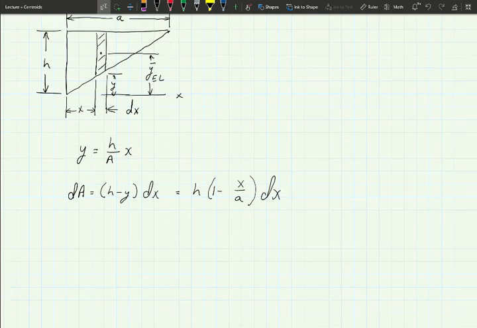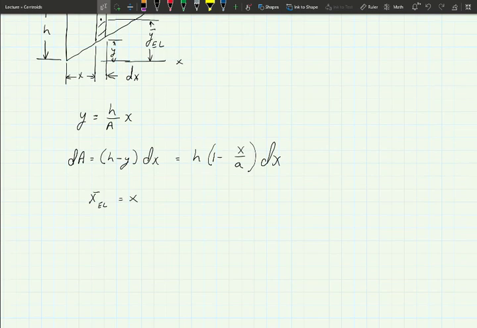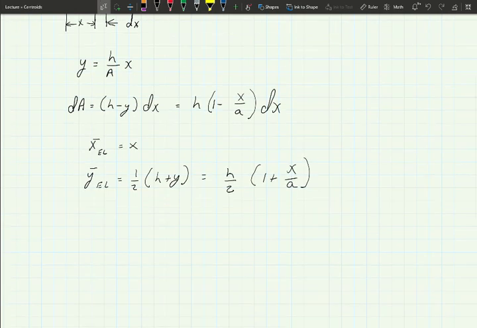So the first thing is, let's find x L bar equal to x. And y bar elevation will be 1/2 h plus y. And that'll be equal to h over 2 times 1 plus x over a, and I'll take care of that. Okay, cool. All right, now for the areas.